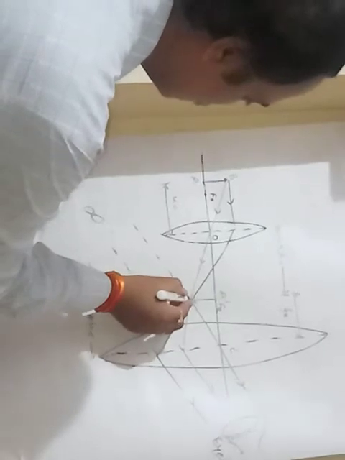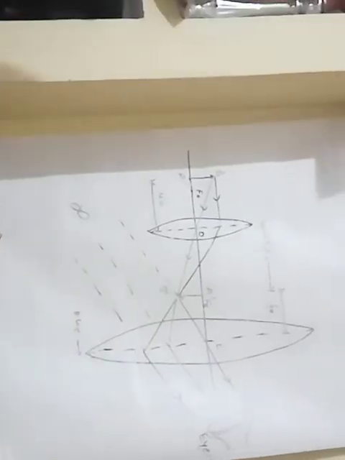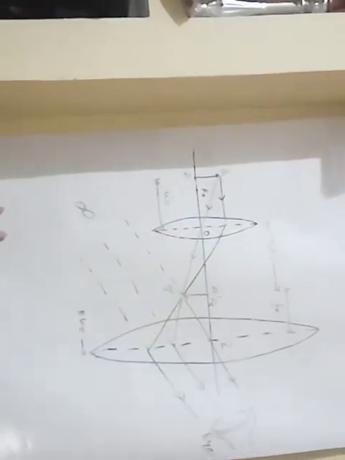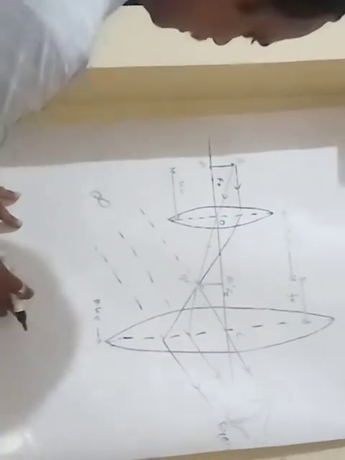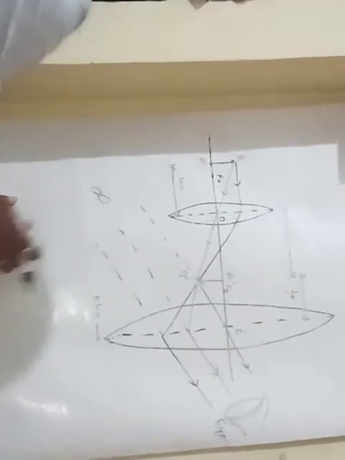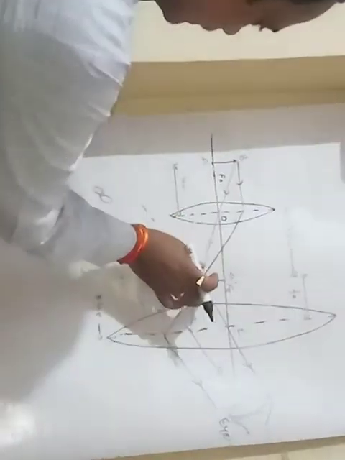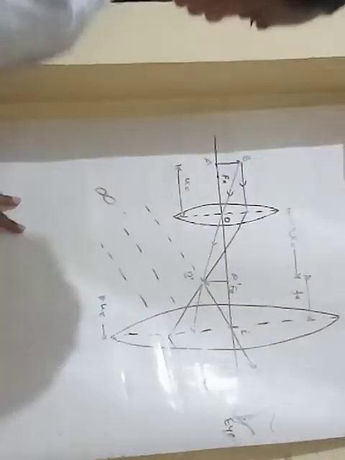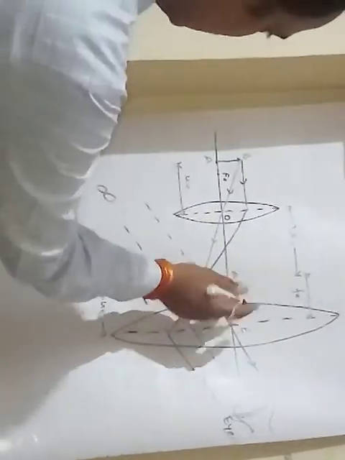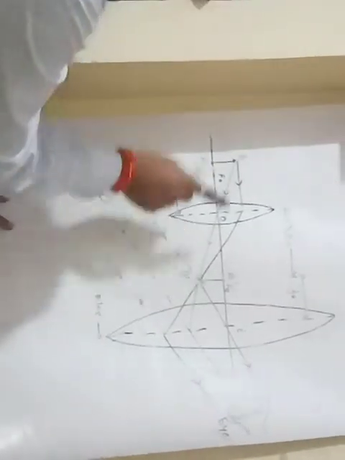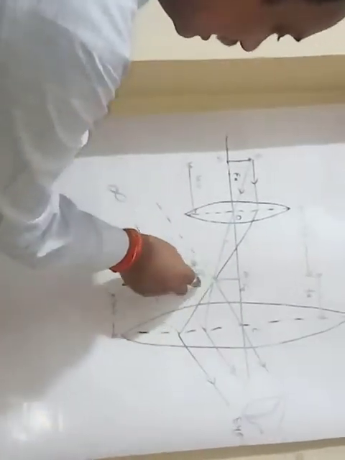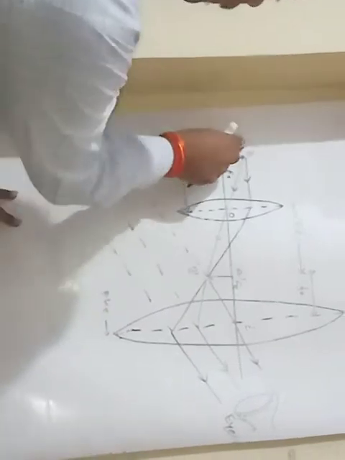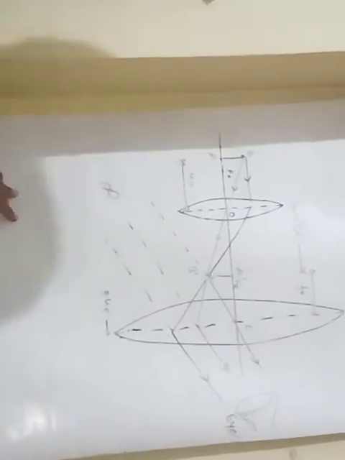The point where these two rays meet after refraction forms a real and inverted image of the tiny object. A'B' is a real, inverted and magnified image of the tiny object AB.